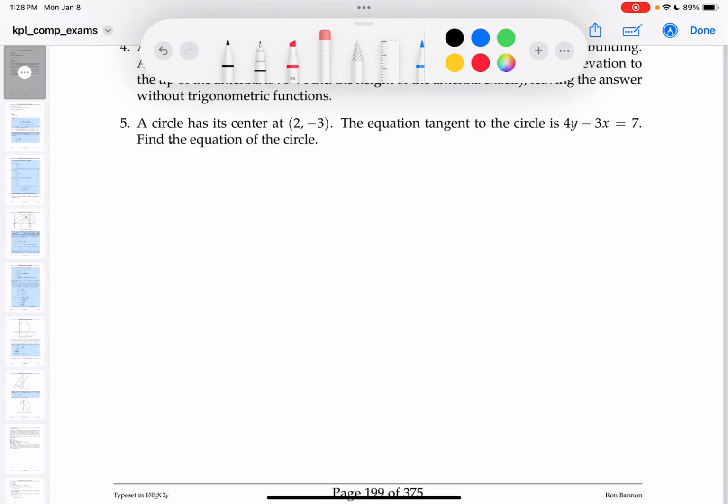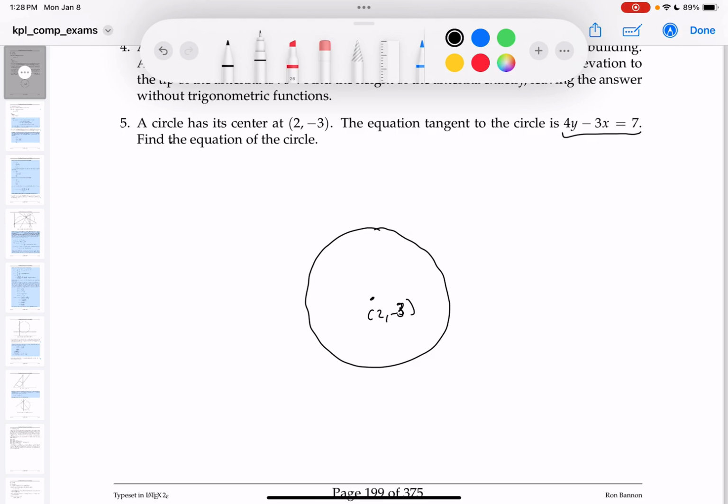Okay, for number 5, I'm going to try to visualize. I have a circle. You said a circle looks sort of like this. And that circle's got a center there, and that center is going to be (2, -3). And then I got this line, it's tangent to it.